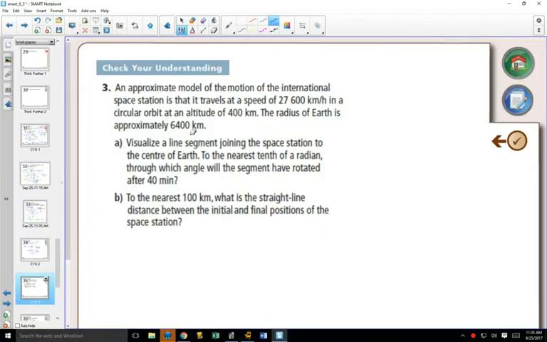An approximate model of the motion of an international space station is that it travels at a speed of 27,600 kilometers per hour in a circular orbit at an altitude of 400 kilometers. So to visualize a question like this, it's not bad to draw a picture of what's happening.